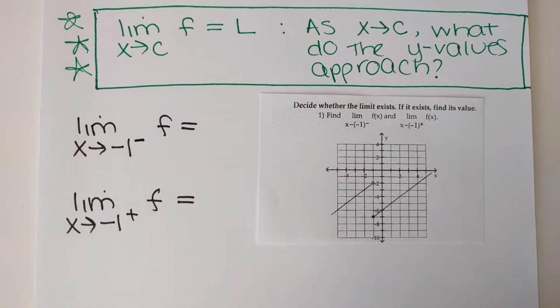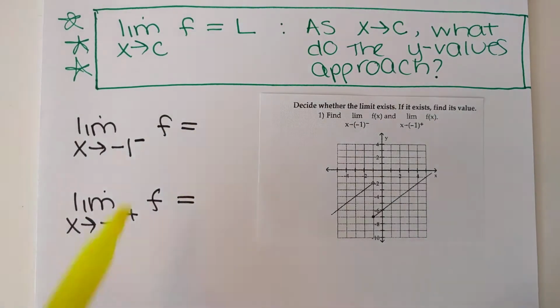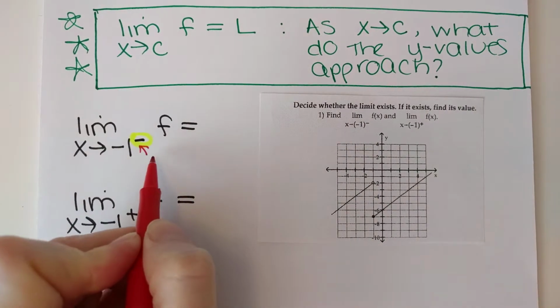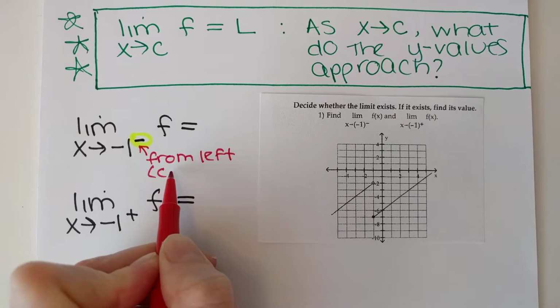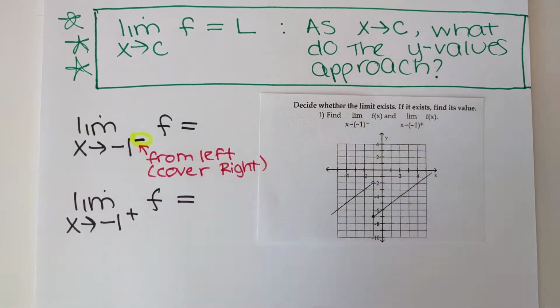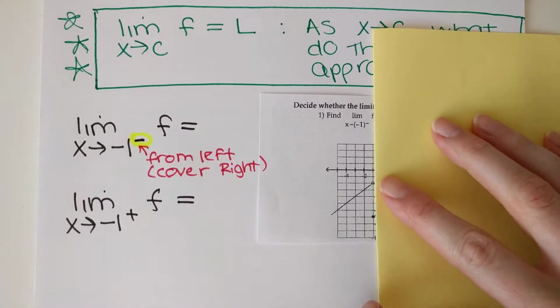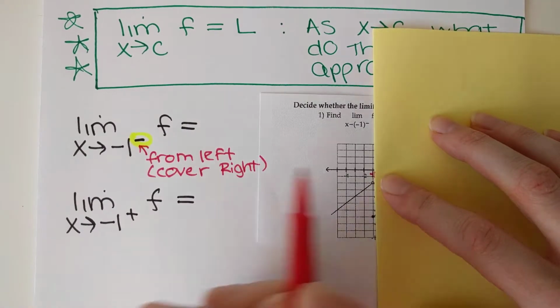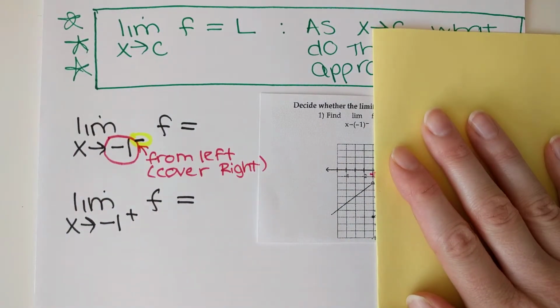All right, so the first step is we're going to look at the limit from the left-hand side. So this negative superscript is telling us that it's from the left. And so because it is from the left, we will have to cover the other side, which would be to cover the right-hand side. All right, so I cover my right-hand side and I cover everything up to -1 on the x-axis. So I'm approaching -1, so I cover everything up to -1.